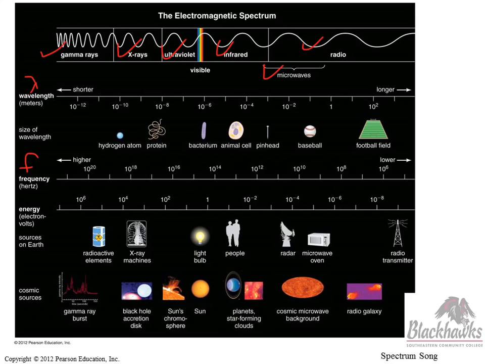And we said that over here, with regard to gamma rays, you wouldn't want to be hit with gamma rays. They'd be very destructive to our cells. And they have very short wavelengths and high frequencies. Okay? And over here, we said that radio waves have very long wavelengths and they have low frequencies.